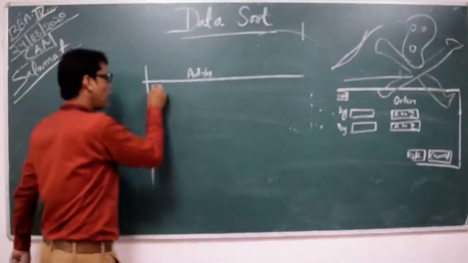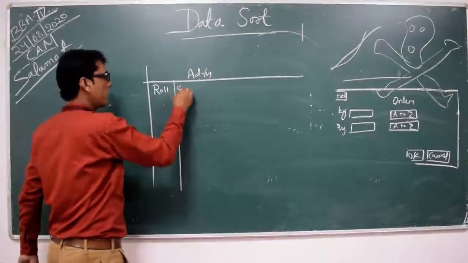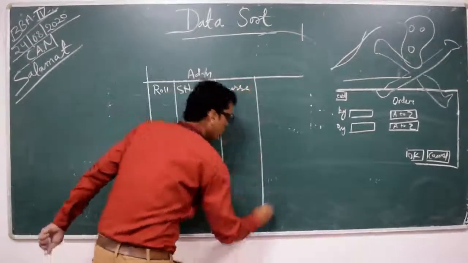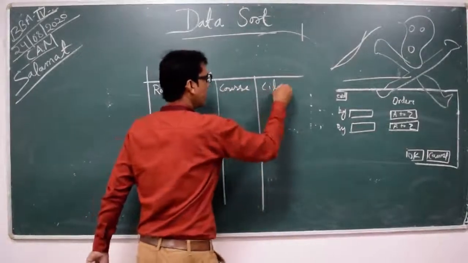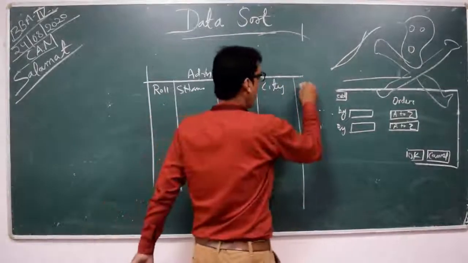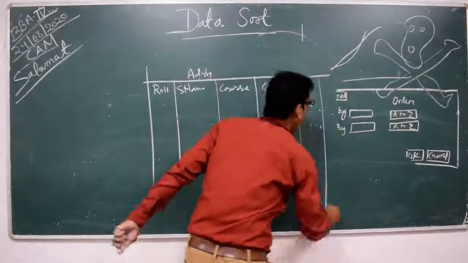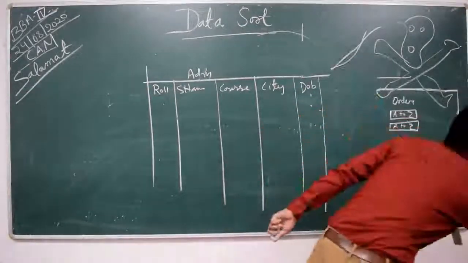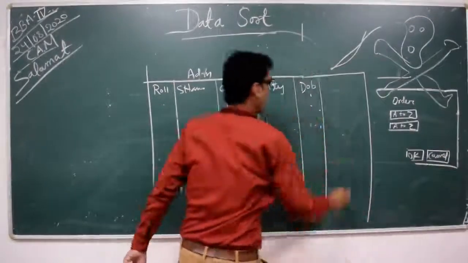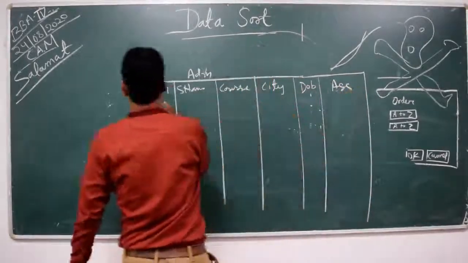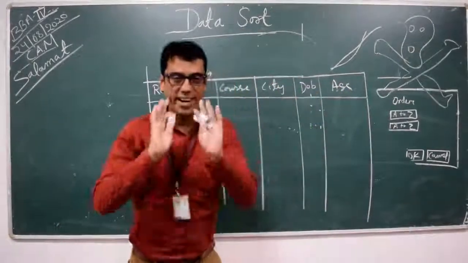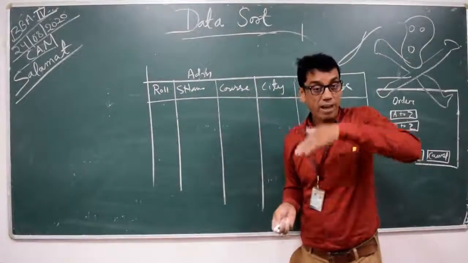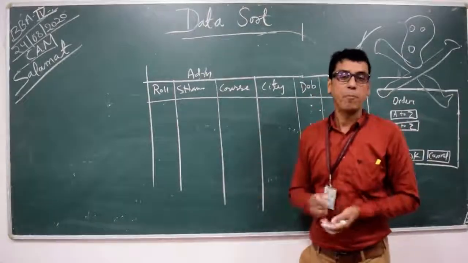right? Roll, student name, course, city, date of birth, age. For a student database, this is one situation, this is one table. The student database will have many tables. We will learn in the upcoming sessions.